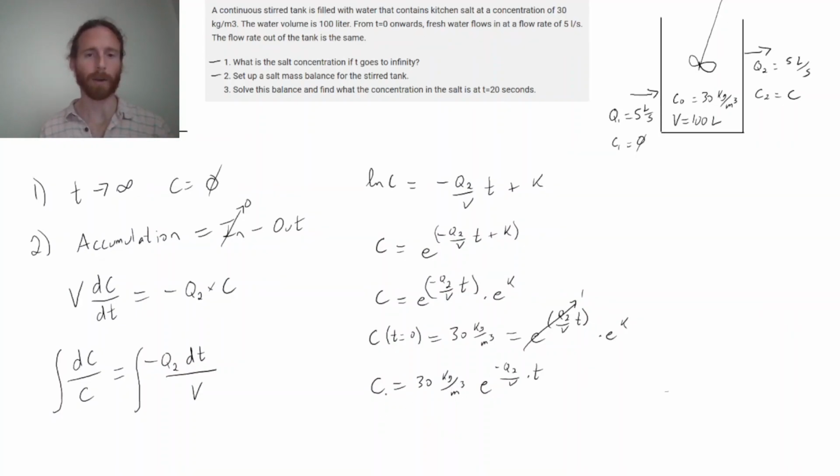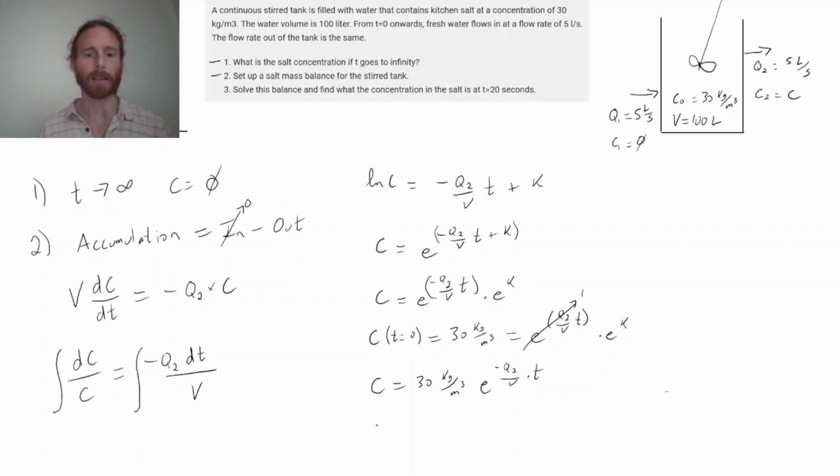Let's check our other boundary condition. When time approaches infinity, we know that the concentration is going to 0. As time approaches infinity, that will give us a very large negative exponent, and a very large negative exponent goes to 0. So concentration at infinity will equal 0. We're good.